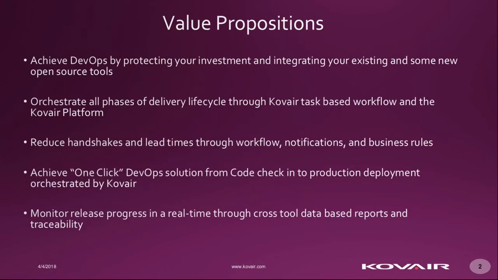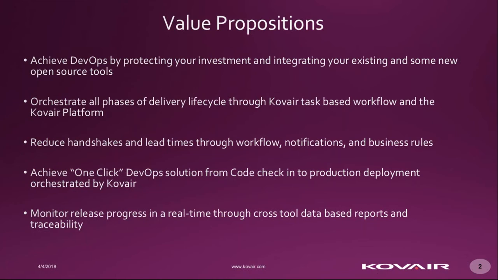Firstly, it lets you achieve DevOps by protecting your investments and integrating your existing tools. So Kovair, using its Omnibus integration platform, seamlessly works with what you already have. It helps you integrate with your existing tool sets and make them a constituent of the DevOps ecosystem. Secondly, it lets you orchestrate all phases of the delivery lifecycle through the Kovair task-based workflow and the Kovair platform.